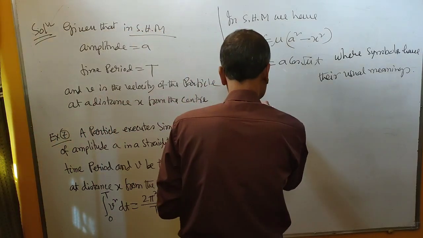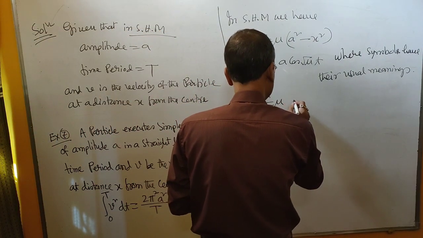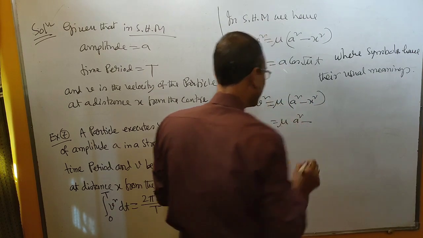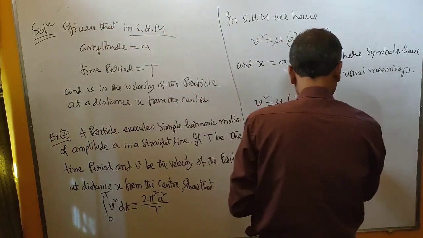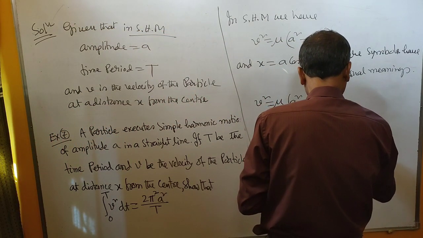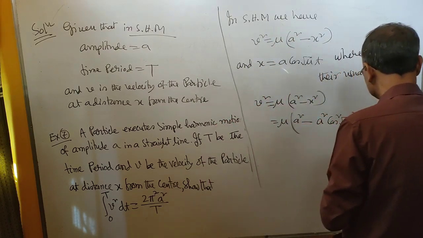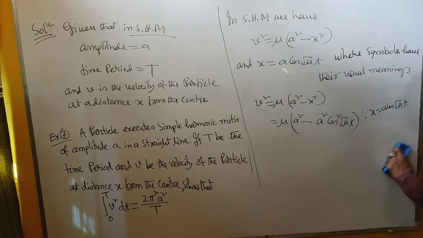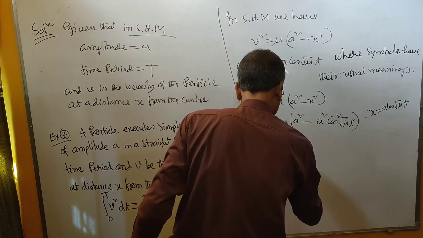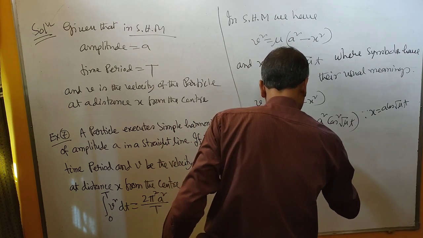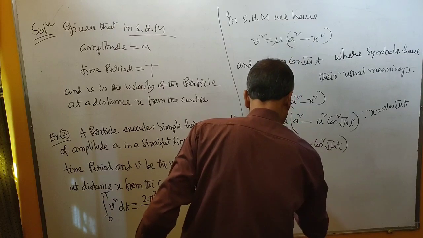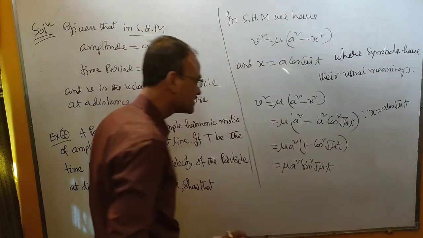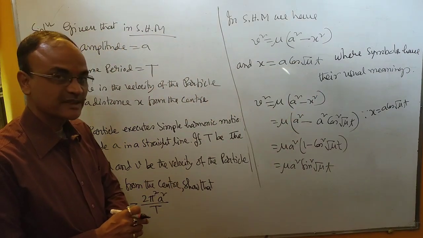Now v square equal to mu into a square minus x square. This is equal to mu into a square minus a square cos square root mu t, since x is equal to a cos root mu t in simple harmonic motion. Or you may write mu a square into 1 minus cos square root mu t, or mu a square sin square root mu t.